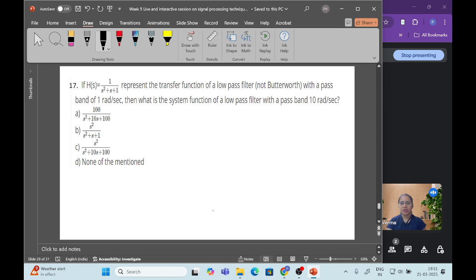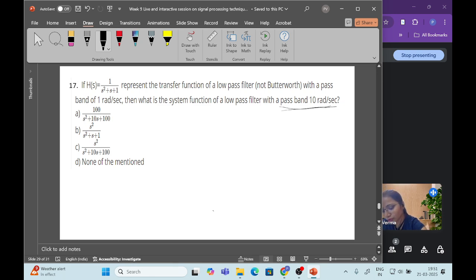The next question is: if H of s is equal to 1 by s square plus s plus 1, it represents the transfer function of a low pass Butterworth filter with a pass band of 1 radian per second. Then what is the system function of a low pass filter with a pass band of 10 radian per second?